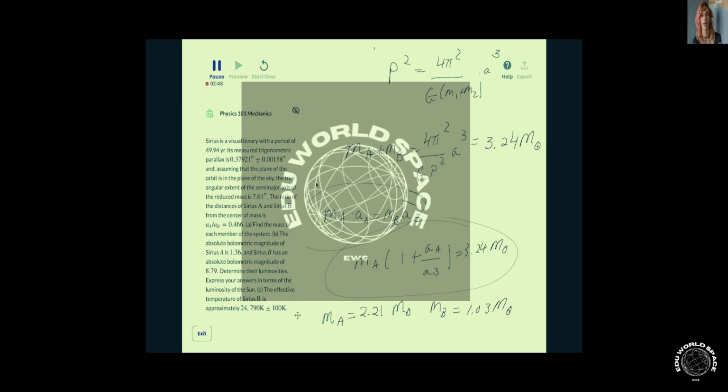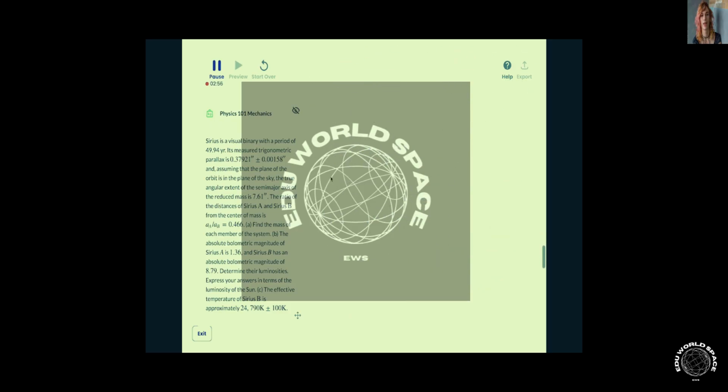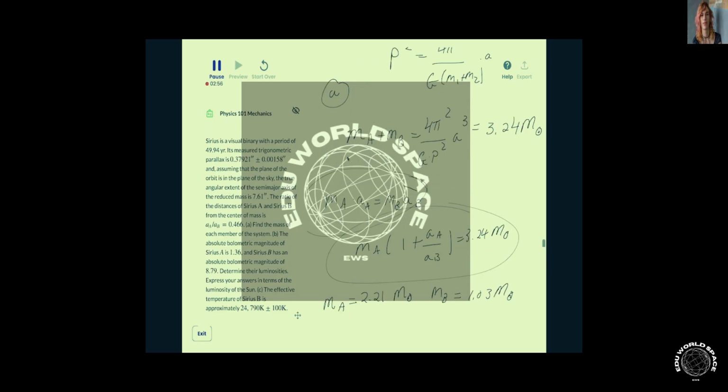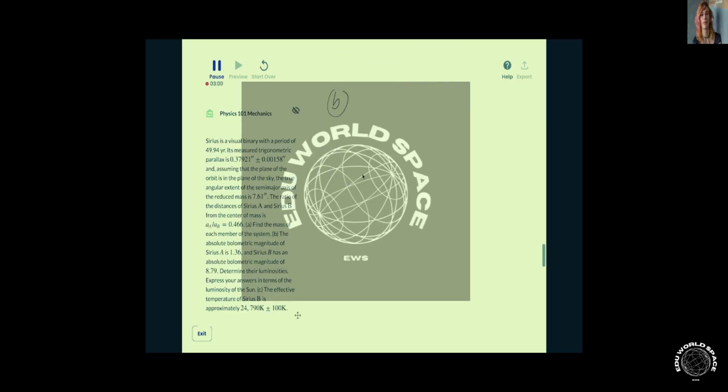Okay, and so that's how we can find the mass of each member of a binary system, and that's for part A. Now, what about part B? Well, remember that we have an equation for absolute magnitudes, and it looks something like this: 100 to the power (m1 minus m2) divided by 5 equals L2 divided by L1.